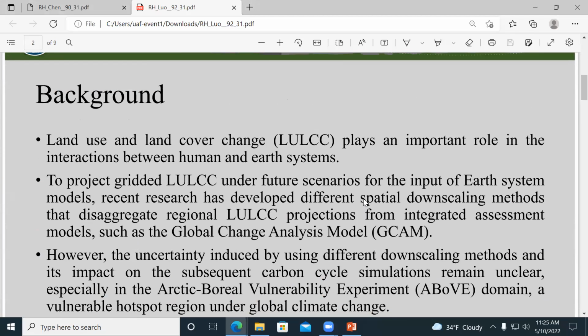We all know land use and land cover change is a key link between humans and the Earth system. Predicting future ecosystem change needs the input of gridded LULCC projections, which are typically derived from regional projections from integrated assessment models and spatial disaggregation models that downscale them to the gridded scale used in terrestrial biosphere models. An important possible uncertainty source in this process, but one that has been ignored, is the uncertainty introduced in the downscaling process. Next slide, please.